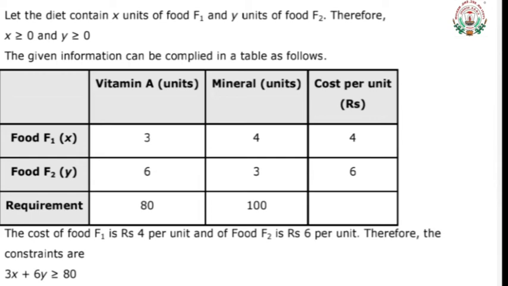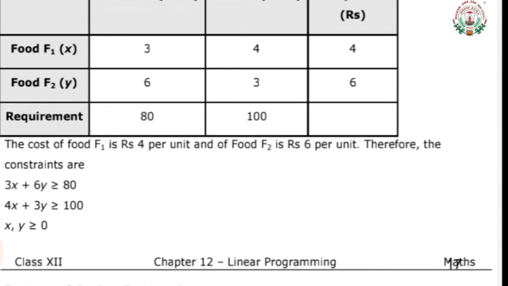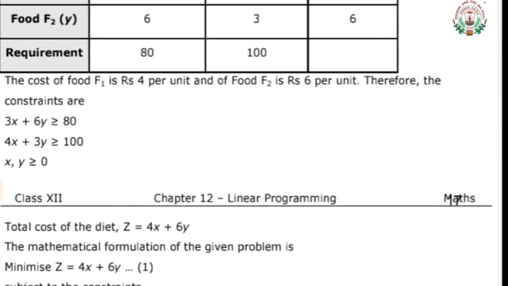Once again, as you can see, wherever the words "at least" come, it will be an unbounded region graph and the inequality sign will be greater than or equal to. 3x plus 6y is greater than or equal to 80, 4x plus 3y is greater than or equal to 100, and the constraints are already x, y greater than or equal to 0, and our objective function will be z equals 4x plus 6y.